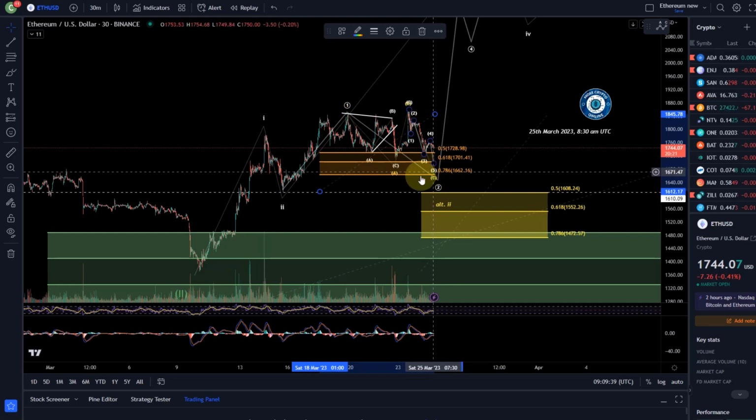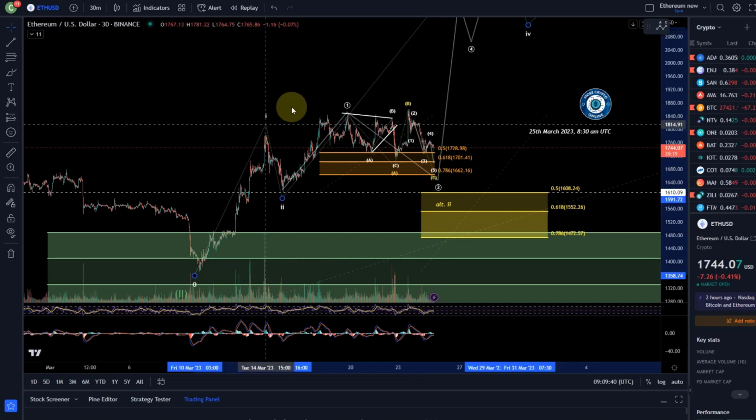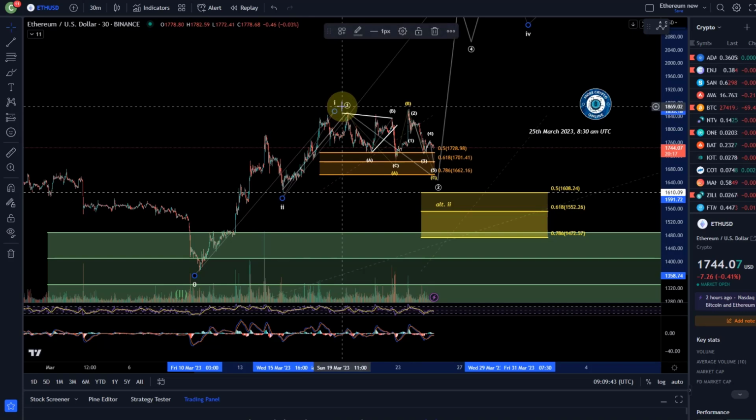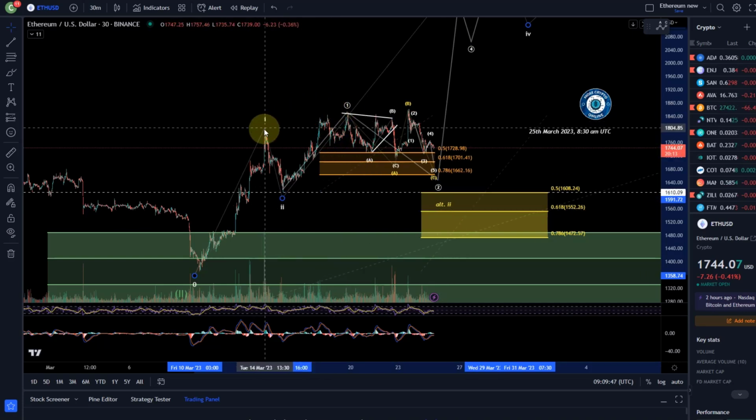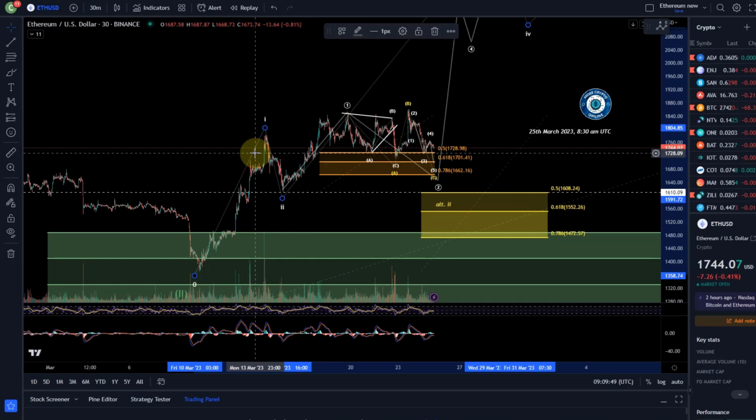Below that level, however, I have to assume that this larger wave 1 did sit up here, and we come down in a deeper wave 2 into the yellow box between 1472 and 1608 with the golden ratio at 1552. But then, we cannot really determine that in advance. We just need to see if it finds support in the orange area. And so far it did.